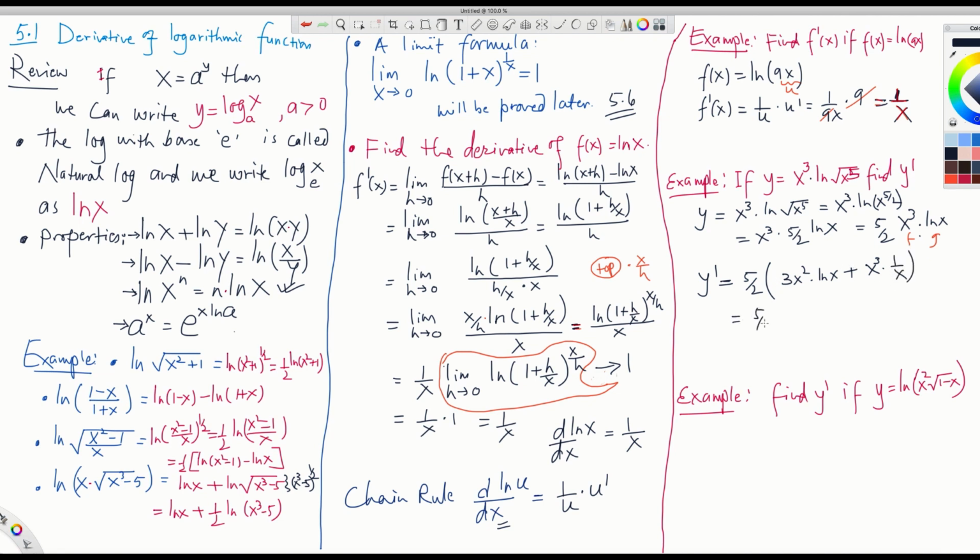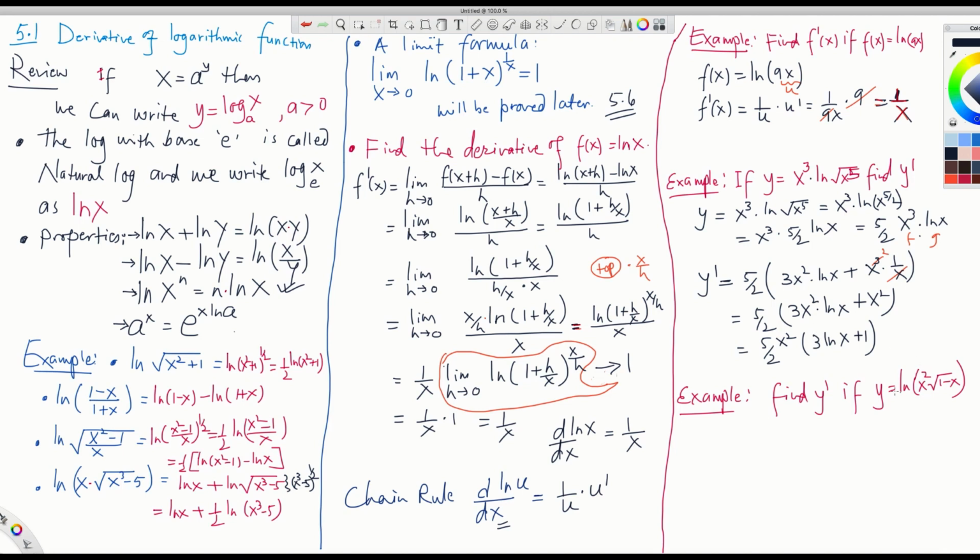Let's simplify that. This is 5 halves times 3x squared times natural log of x plus this x cubed over x. You cancel one of those with the cube. So what is left is x squared. Let me pull that x squared out too. So the final answer is 5 halves x squared times 3 natural log of x plus 1. That is the final answer.